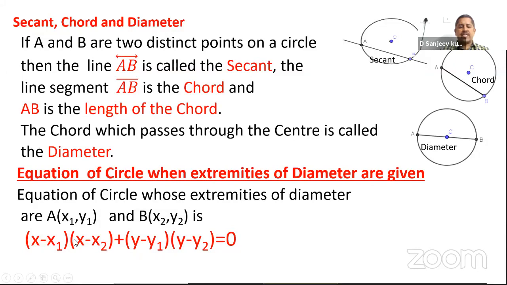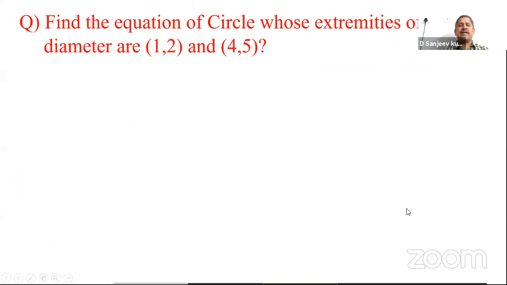Is it clear? So (x − x1)(x − x2) + (y − y1)(y − y2) = 0, where (x1, y1) and (x2, y2) are the extreme points of the diameter AB. So let us take a problem or exercise based on this. All the exercise problems which I have taken here are from the textbook. Find the equation of the circle whose extremities of the diameter are given as (1, 2) and (4, 5).